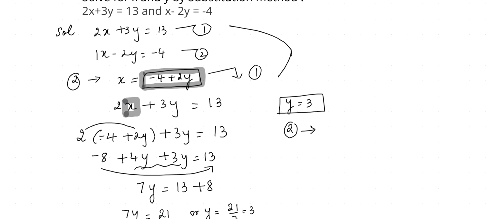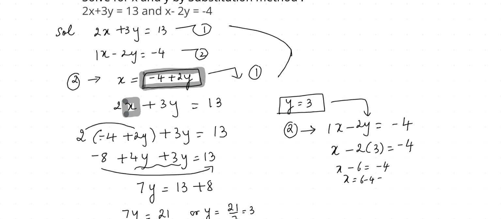So 1x minus 2y is equal to negative 4. So 1x minus 2 into, now that I know y, I'm going to put the value of y here. 2 into 3 is equal to negative 4. x minus 6 is equal to negative 4, or x is equal to 6 minus 4, which is 2. I got x is 2. Okay. So I got x is 2 and y is 3.